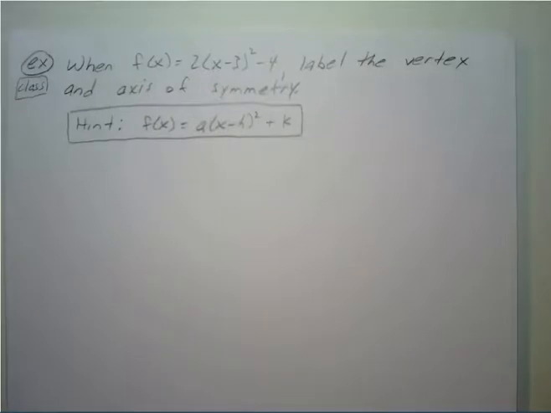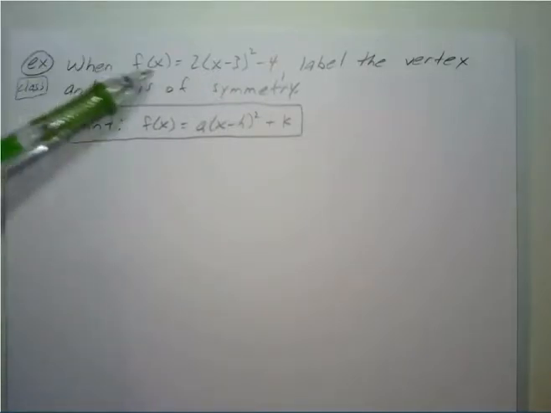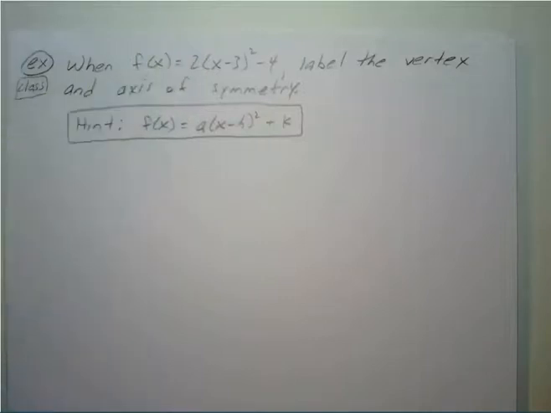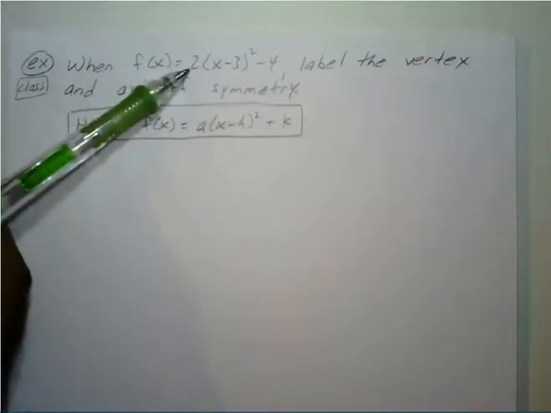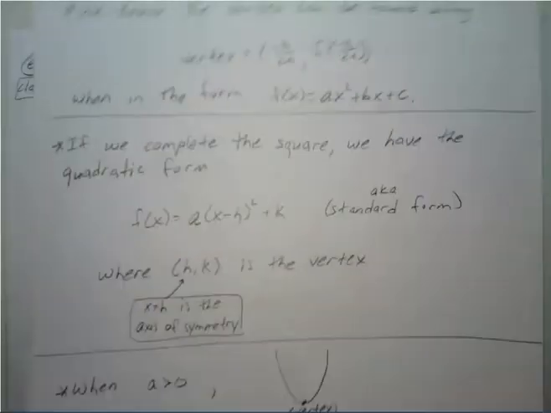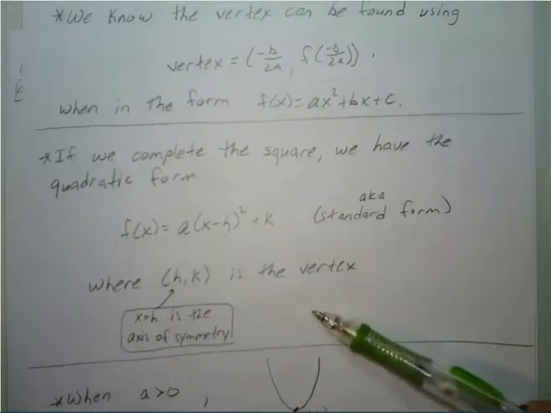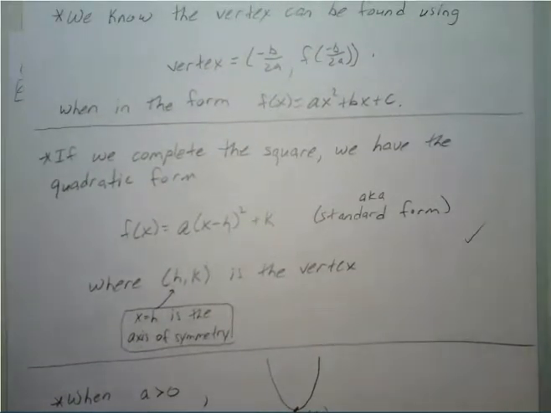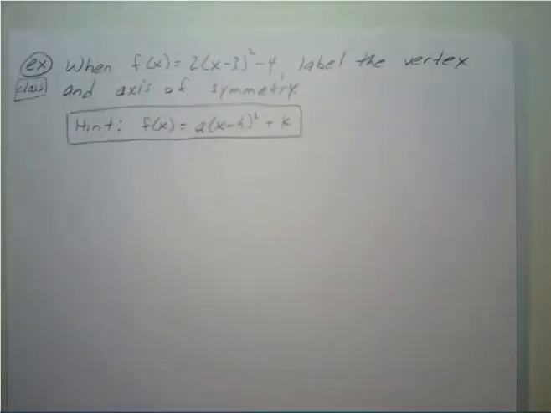Now, let's say you have f of x equals 2 times x minus 3 squared minus 4, and we want to identify the vertex and axis of symmetry. Hint, remember, this is in this form. You want to go back to this page here, which is what you're going to use to answer that question. Go ahead and press pause and try to solve this one on your own.